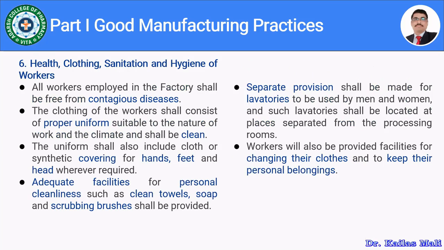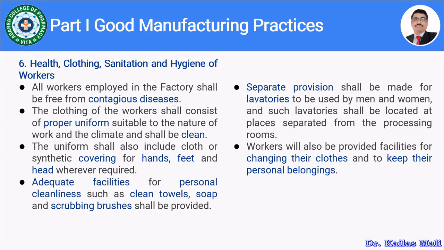Then the sixth point, that is the health, clothing, sanitation, and hygiene of workers. All workers employed in the factory shall be free from contagious diseases. Whatever workers are appointed in the manufacturing unit should be free from contagious diseases, or otherwise the finished goods are going to be contaminated. The clothing of workers shall consist of proper uniform, suitable to the nature of work and the climate, and it should be clean. The uniform shall also include a cloth or synthetic covering for the hands, feet, and head wherever required.